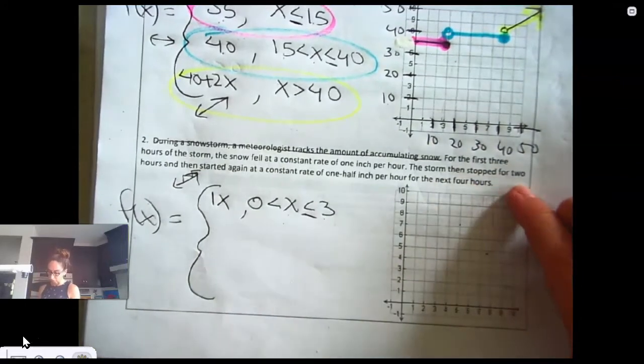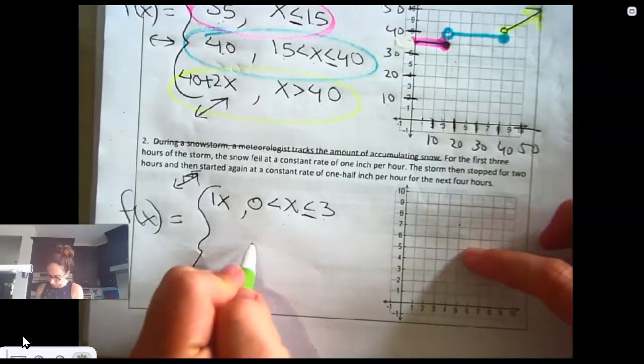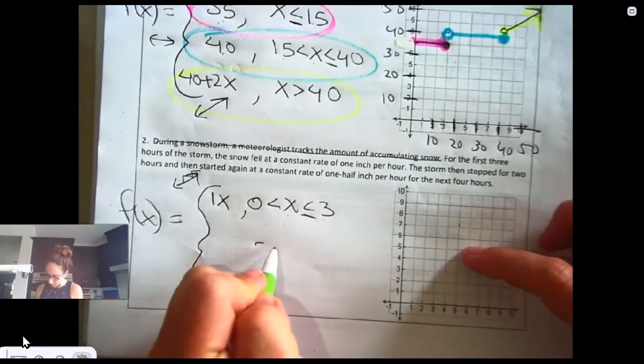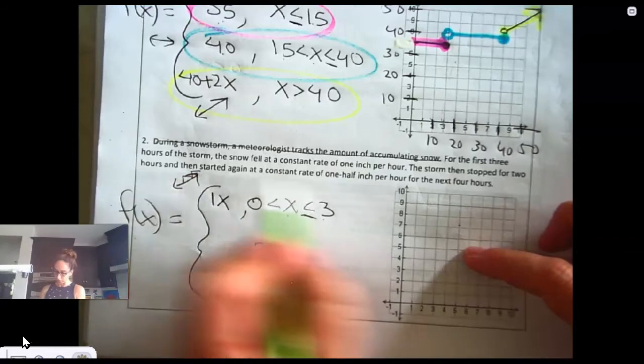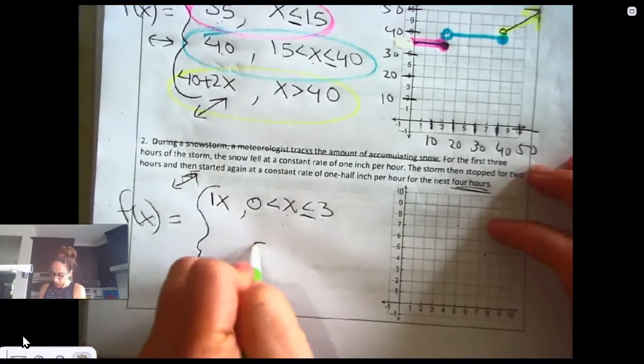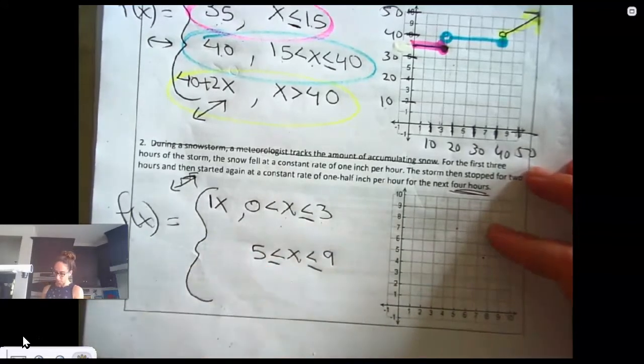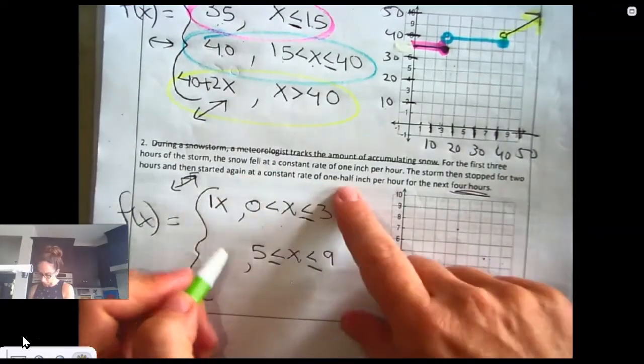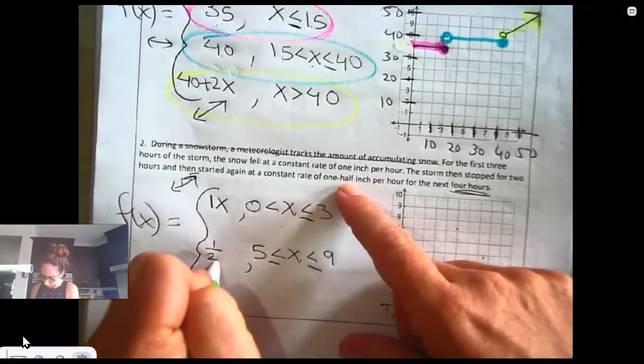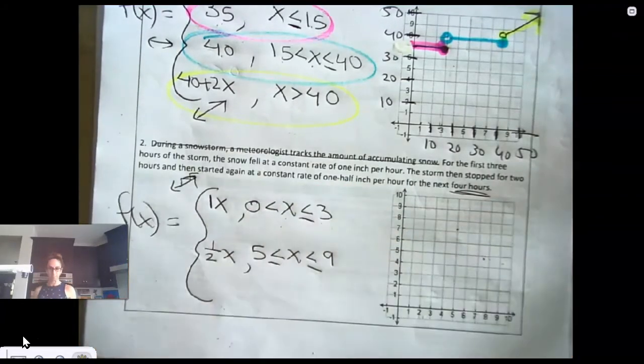Then the storm stopped for 2 hours and then started again. So that means it started again at 5 at a constant rate, and continued for the next 4 hours. So from 5 to 9, and that's included. And what did it do? It fell at a constant rate of 1/2 inch per hour.